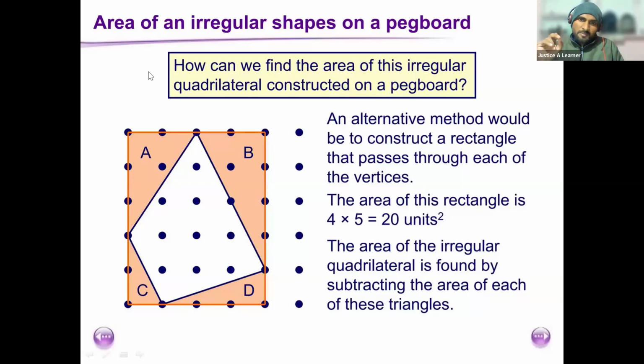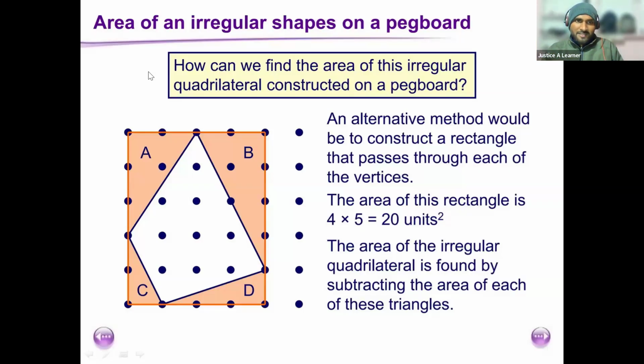An alternative method would be to construct a rectangle that passes through each vertex. Rectangle. The area of this rectangle is 4 into 5, which is equal to 20 unit square, and the area of the irregular quadrilateral is found by subtracting the area of each of these triangles.